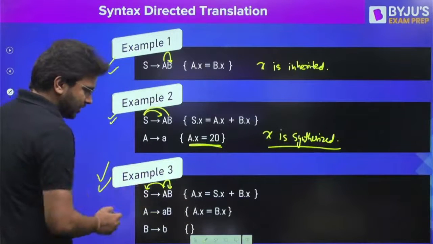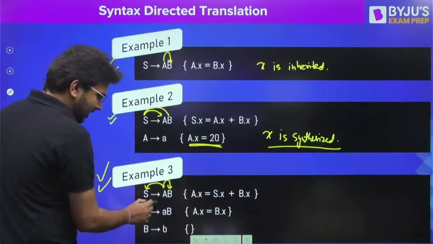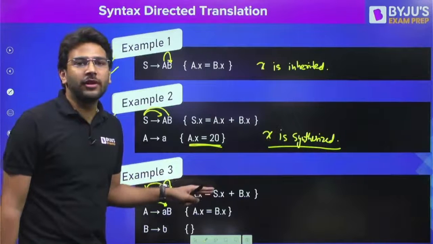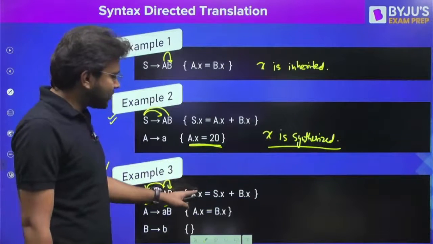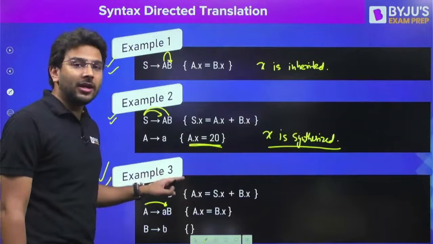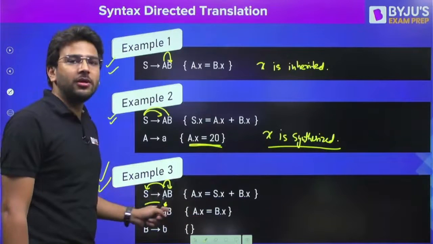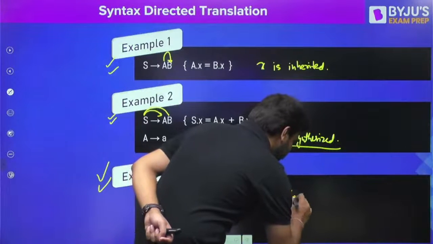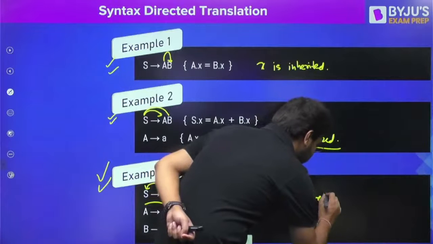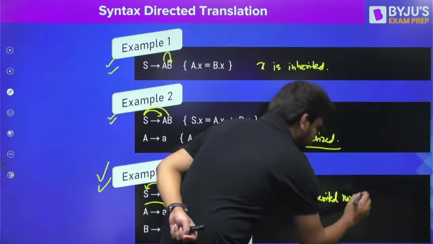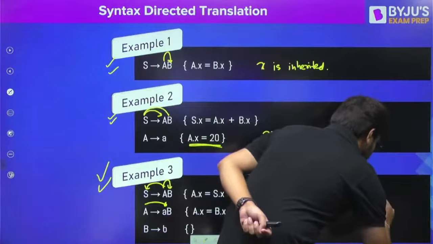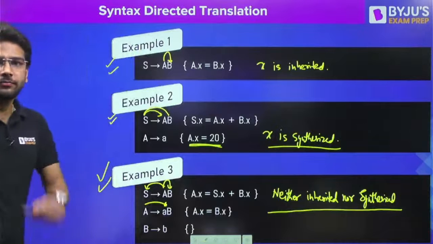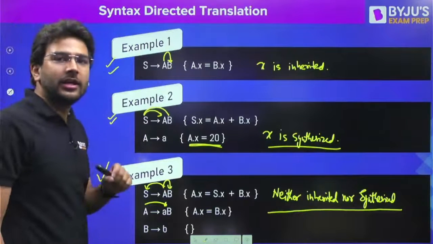But if you see this one, next one, A is taking the value from B. That means it is taking the value from its children. Now we have the conflict. We have the conflict because based on first translation, it should be inherited, but based on second translation, it should be synthesized. So it is neither inherited nor synthesized. Is it clear to all of you? It is neither inherited nor synthesized.